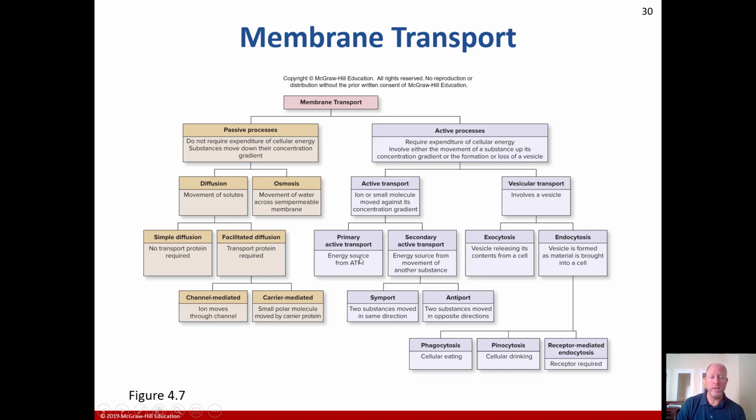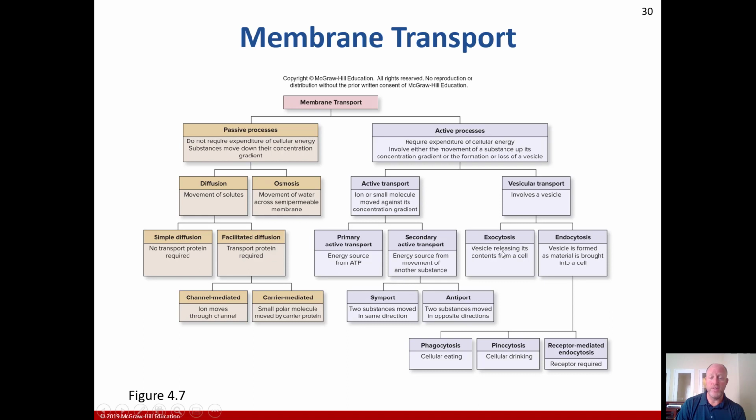Primary active is where the energy source is ATP. Secondary active is where the energy source is the movement of another substance. As far as secondary active goes, when using another substance to assist with energy and movement, we have symport and antiport. In symport, two substances are moved in the same direction, whereas in antiport, two substances are moved in opposite directions. And for vesicular transport under active processes, we have exocytosis and endocytosis.